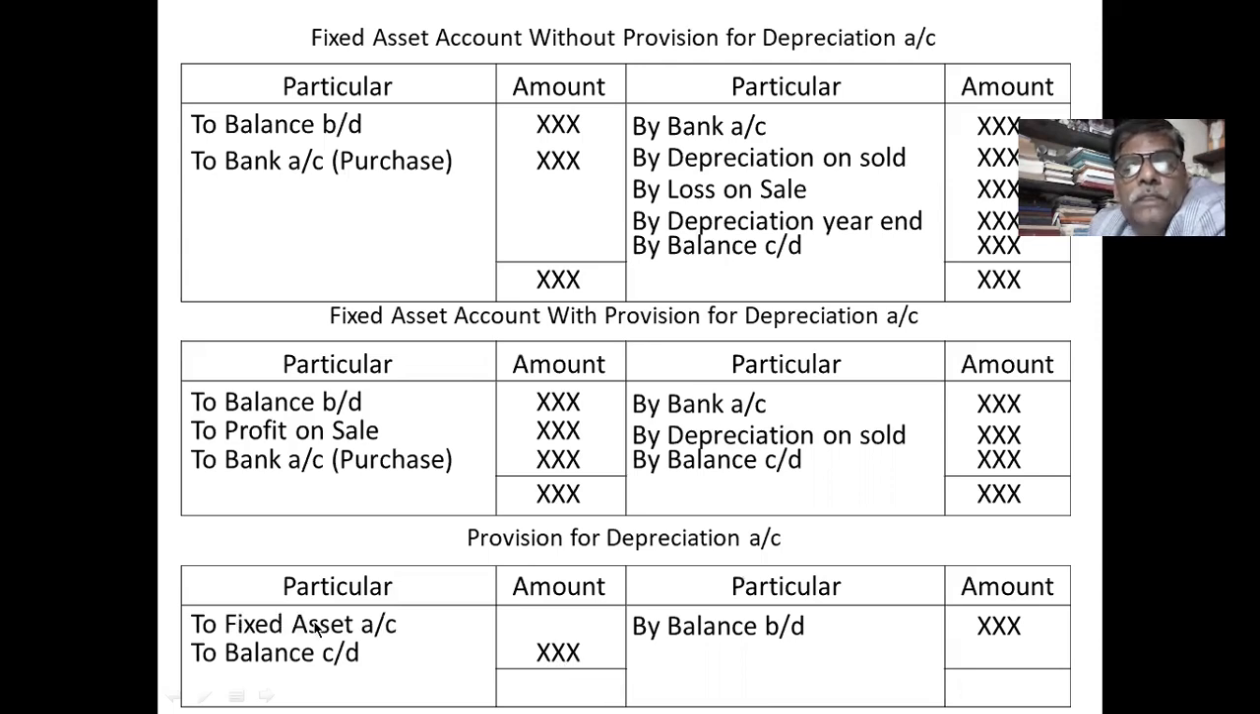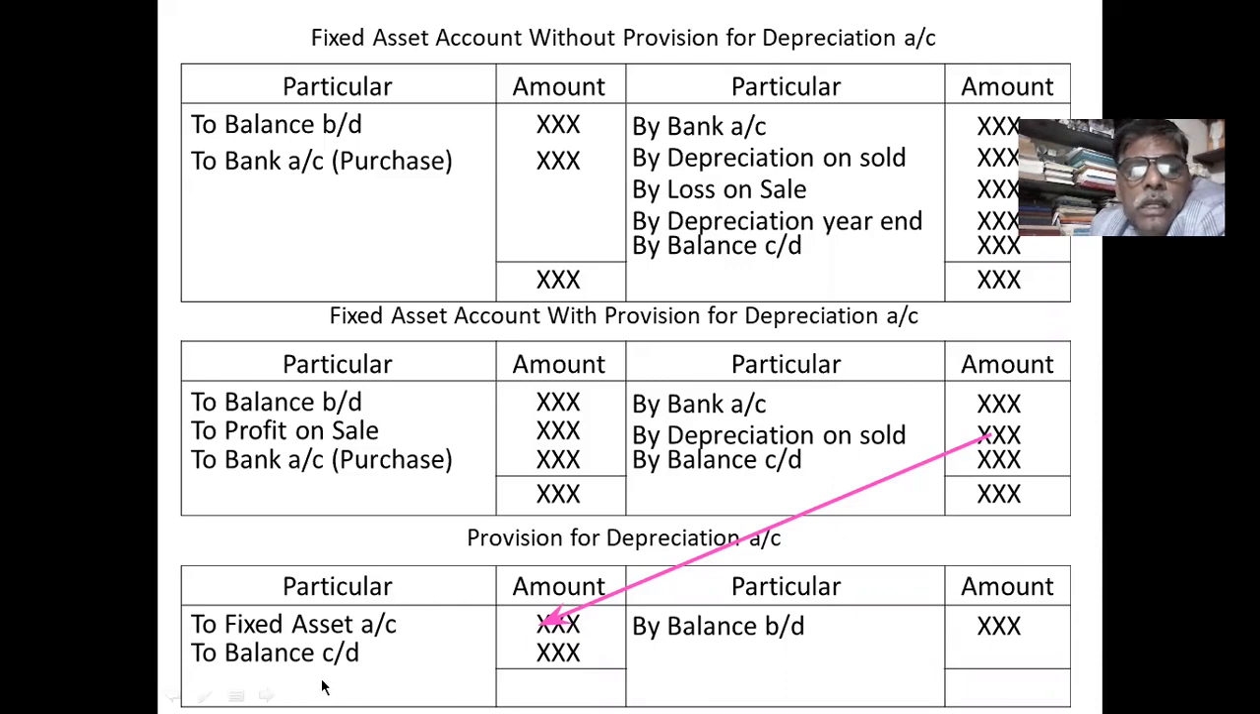You write to fixed asset account. To fixed asset account means it is the depreciation recorded in the above. This amount comes here. Okay, remember this. You write that depreciation, or you write by depreciation, provision for depreciation here. And the same amount you write here. Okay, you remember this. This fixed asset account, depreciation recorded in the asset.